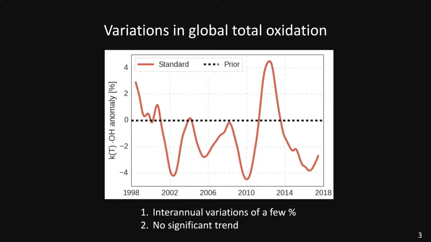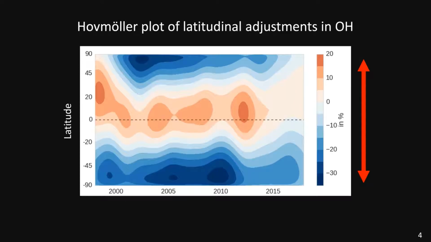The second thing that I wanted to talk about is a bit more complicated. What I've shown before are the global mean adjustments in OH. But what I show here is the latitudinal distribution of these anomalies in OH. On the y-axis, you can see the latitude, and on the x-axis, you can see the time. The color indicates, so red colors indicate where the model adds OH to the prior OH distribution, and the blue colors indicate where OH is removed from the prior OH distribution.